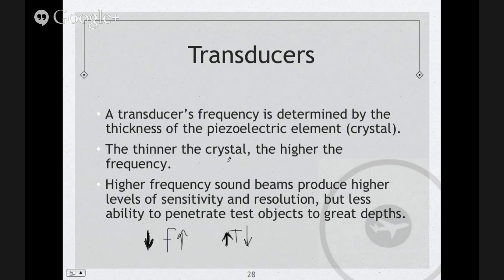The higher frequency sound beams produce higher levels of sensitivity and resolution, but that's at the cost of the ability to penetrate test objects to greater depth. We say that frequency and penetration are also inverse to each other. So as frequency goes up, your penetration goes down. But as frequency goes down, my penetration is going to go up.